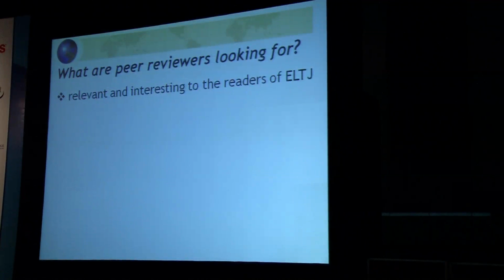A paper has to be, and I know how ambiguous this is, relevant and interesting to readers of ELT Journal. Okay? Relevant and interesting. That's what reviewers are looking for. So how do you know, as a potential author, whether your paper, your idea is relevant and interesting to readers of ELT Journal, or relevant and interesting to readers of another journal? You have to know the journal.